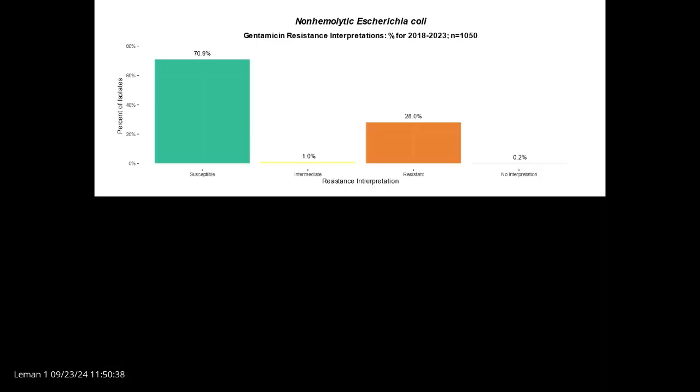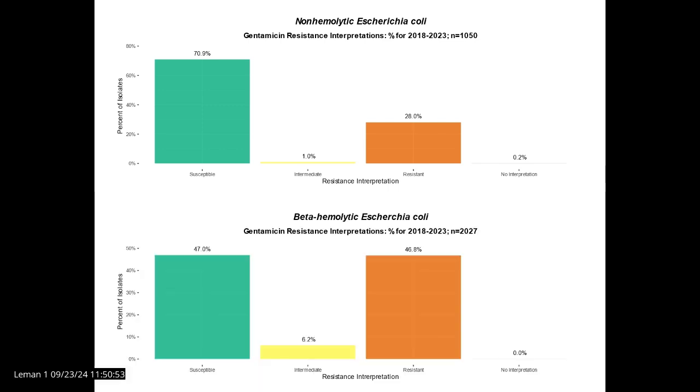All right, so when we look at labeled drugs, gentamicin is labeled for colibacillosis. And so we've got about, when we look at aggregate, 80% are susceptible in the non-hemolytic. And when we look in the beta hemolytic, we only have about 50%.